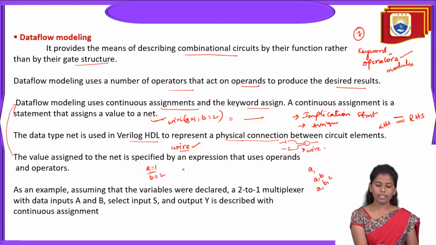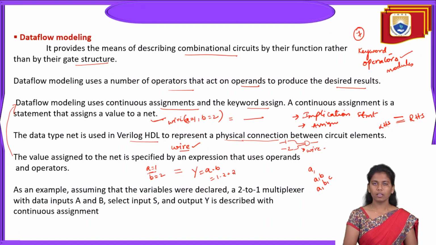So here I can say that this is on the left-hand side of the assignment operator, and on the right-hand side I can say that Y is equal to A and B. That means my output will be 1 into 2, so it is 2, right? So this is what we can observe in the syntax when writing a program in terms of data flow modeling. So remember that in data flow modeling, we can write or code a particular program by using the operators.